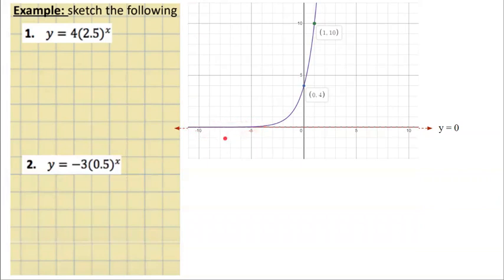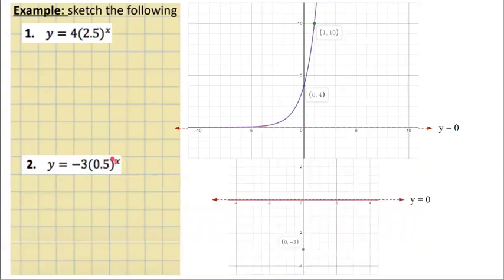Now for our second graph, for number 2, we're given that y equals -3 times 0.5 to the x power. So again, -3 is our a value here and our y-intercept. And then 0.5 is our b value.